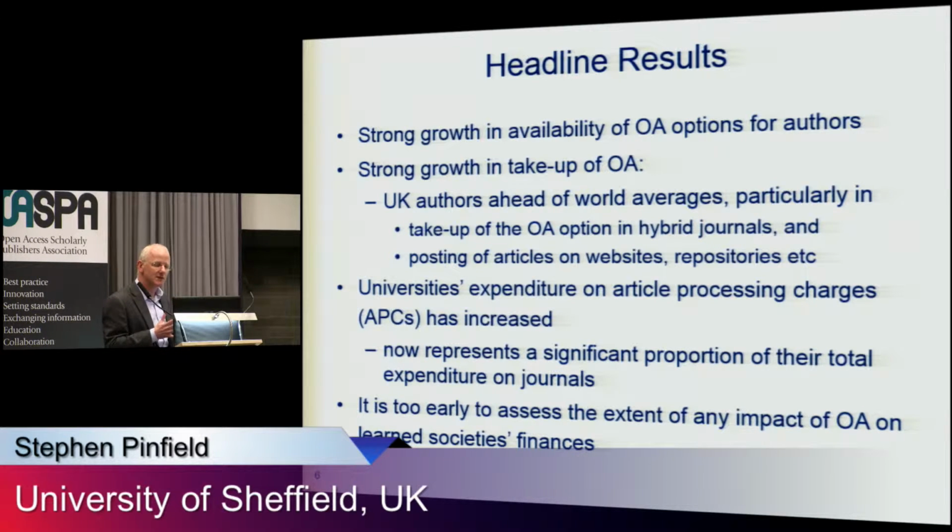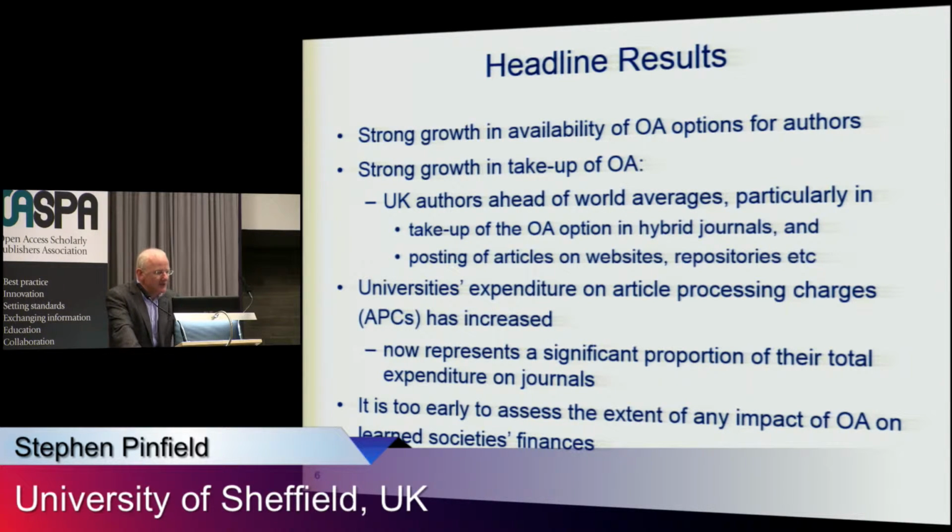Before I talk about each of the strands, though, let me just tell you what the headline results of the report were. First of all, what we saw is a strong growth in the availability of OA options to authors. That is, their ability to publish in an OA form or to make their work available in an OA form. We also saw a strong growth of uptake in the UK of OA, particularly in relation to the hybrid option, and also depositing of articles on websites, repositories, and in other places on the web.